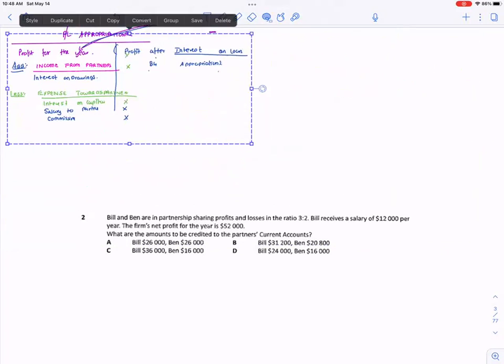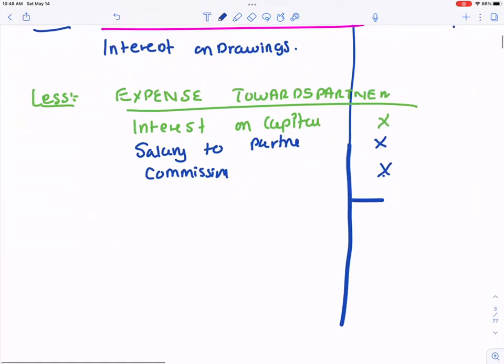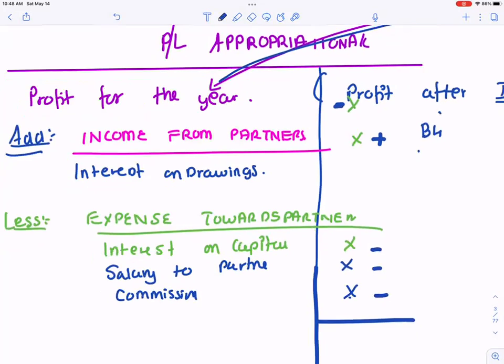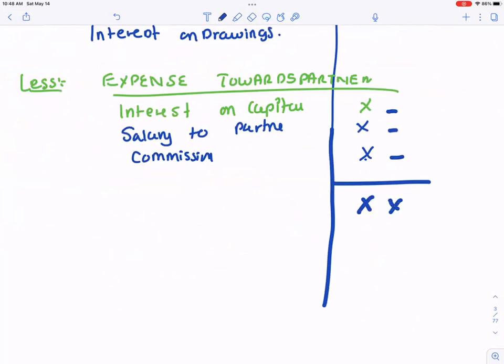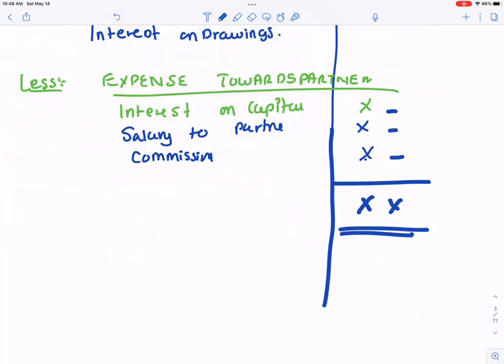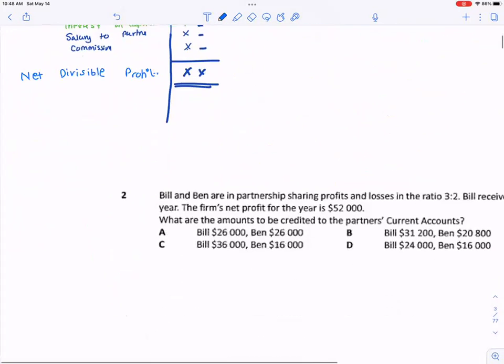Okay, fine. So after subtracting all this, in the profit, you're going to add this. You're going to subtract all this. You get an amount. What is that amount called? This amount is called net divisible profit. What will you do with this net divisible profit?